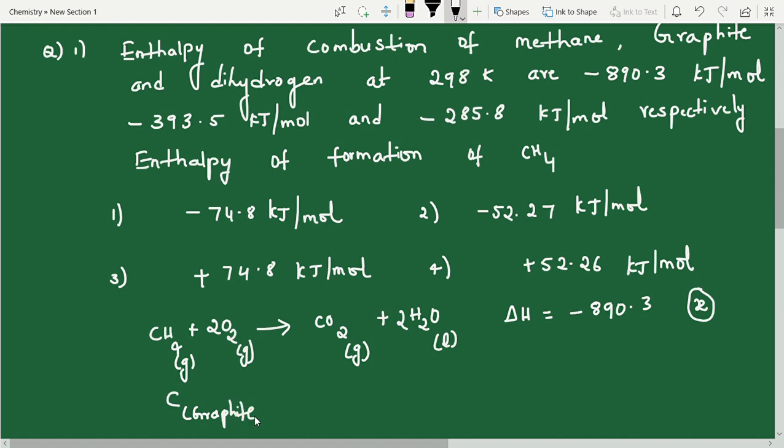Carbon combustion, what do we get? C plus O2 gives rise to CO2, which is in gaseous state, right? It's already balanced. What is the delta H value they gave? Minus 393.5 kilojoule per mole, right? So let us take it as Y.